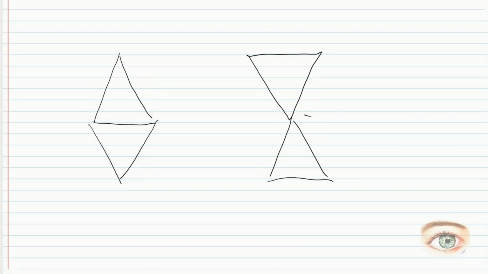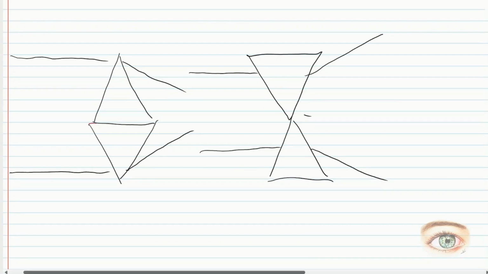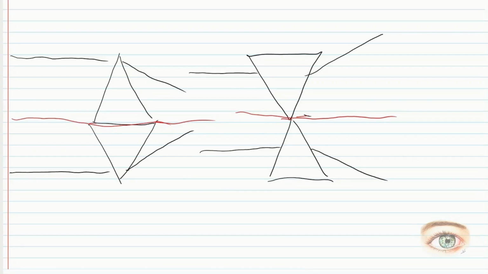Now, the light rays will come parallel and they will bend towards the base, right? The light rays will come and they will bend towards the base. And what happens at this point? The light rays will travel unbothered. They will not bend. They will travel in a straight path. This point is called optical center.